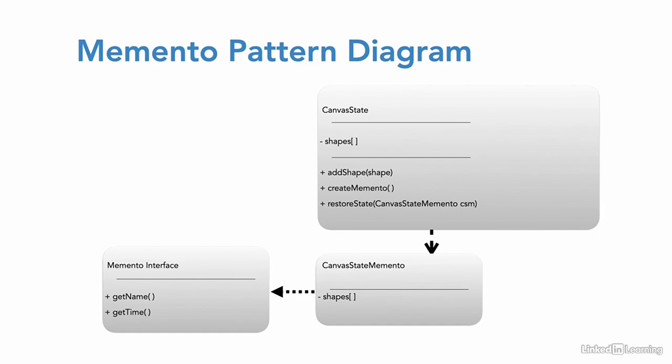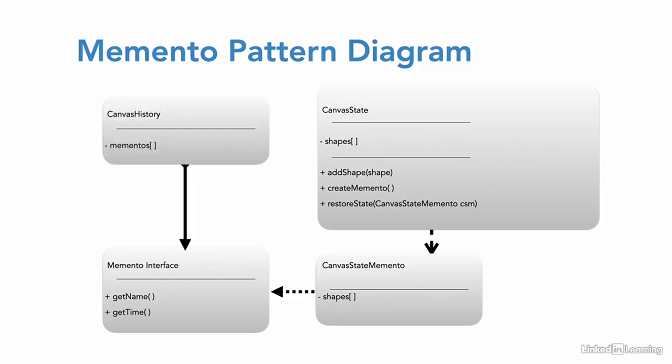And then if the user wanted to undo that action, what the program would do would be to unfreeze that memento and restore the previous state to the canvas, where you could actually change it again. And this would be done here using some sort of restore state method of our canvas state class, which we would then pass a memento as an argument.